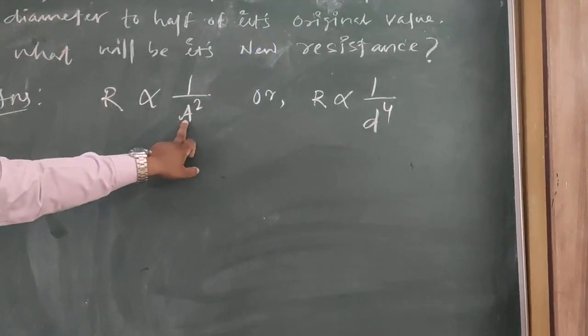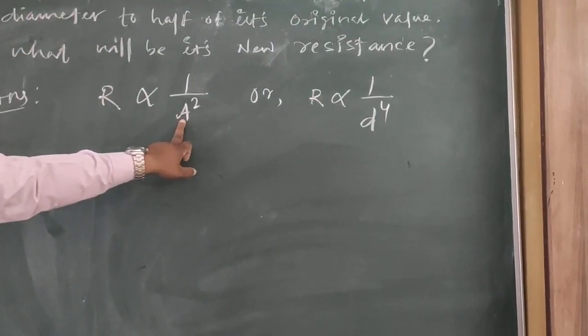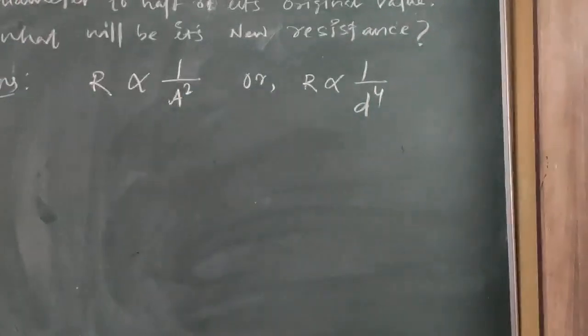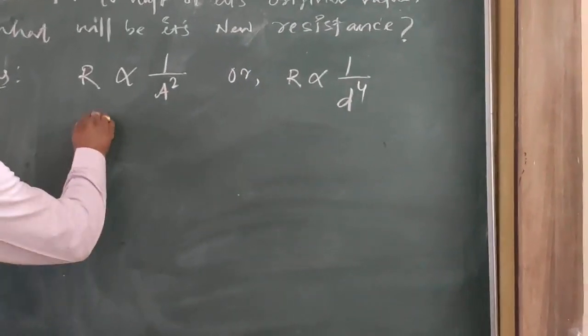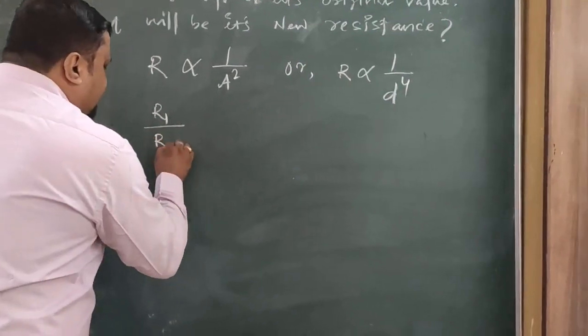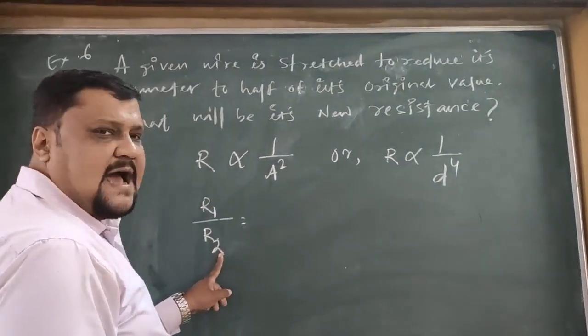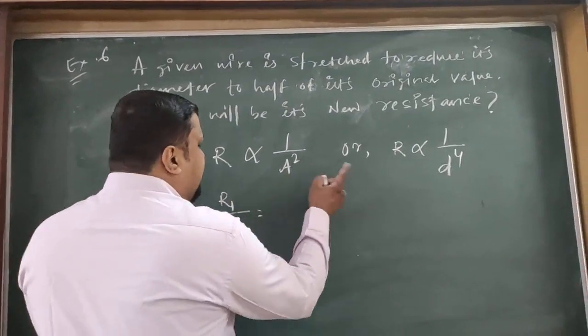D^4, because area is equal to pi D square by 4. Its square means R is inversely proportional to 1 by D^4. So I can put this as R1 by R2. If initial, before stretching, is R1, and after stretching the resistance is R2.